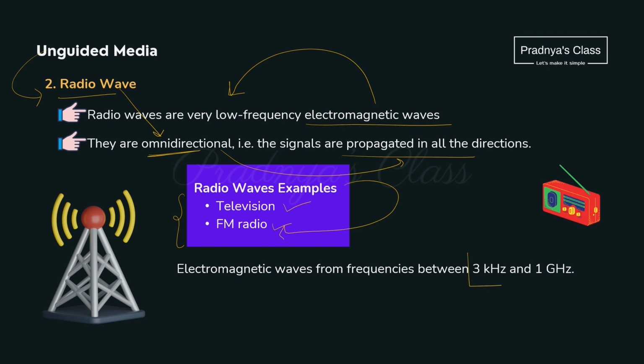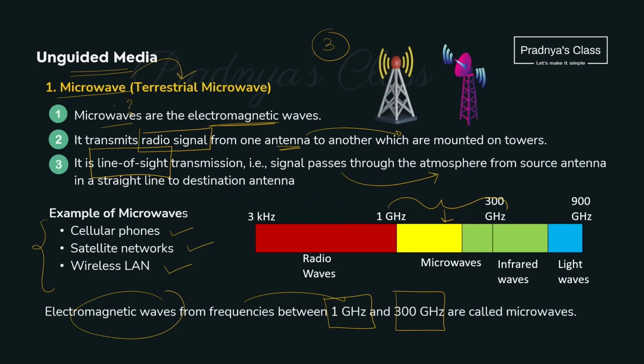Look at the range of the radio waves. It is from 3 kHz to 1 GHz. Look at the diagram. Here is the range of the radio waves. That's why it is a low frequency communication compared to microwaves.